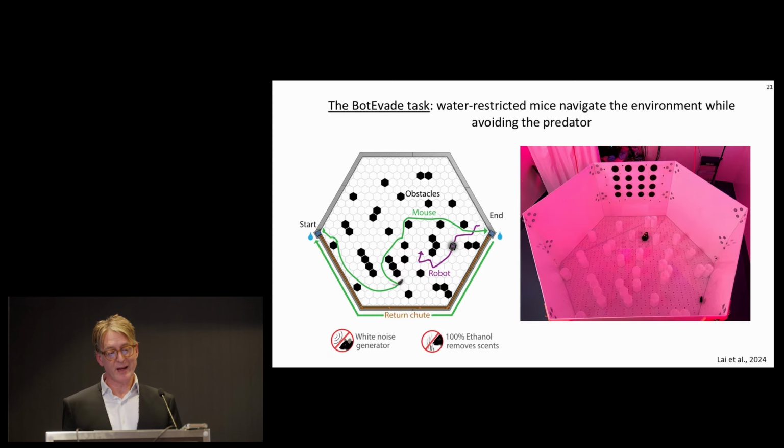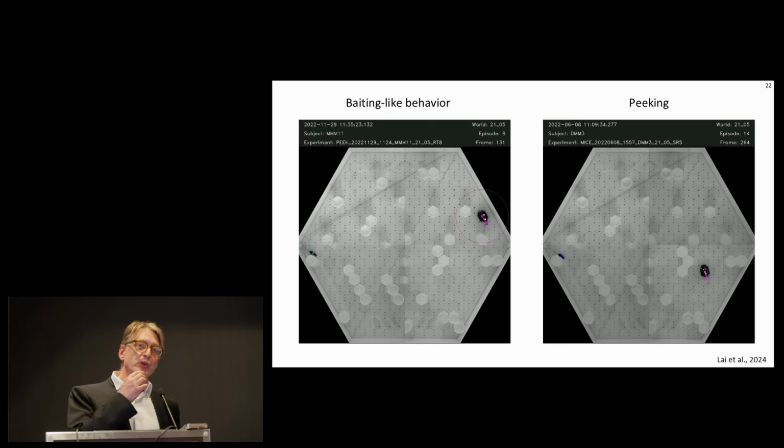And so here's our task. It's called bot evade for obvious reasons. You start at the start port, you go through the space evading the robot and its menacing puff, and get to the end port, which also has a water reward. And then this brown chute here is a return chute where it can safely proceed back to the start for another trial. So we get thousands and thousands of trials of data, all automated. And I want to show you a behavior that all the mice quickly learn, which I find fascinating.